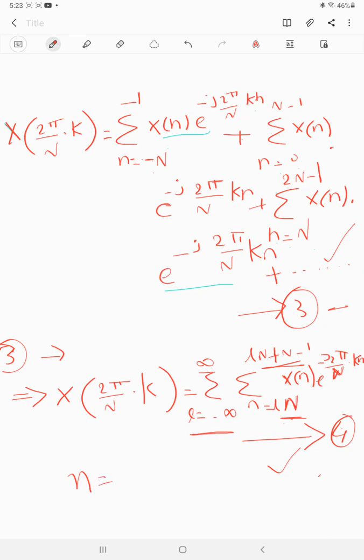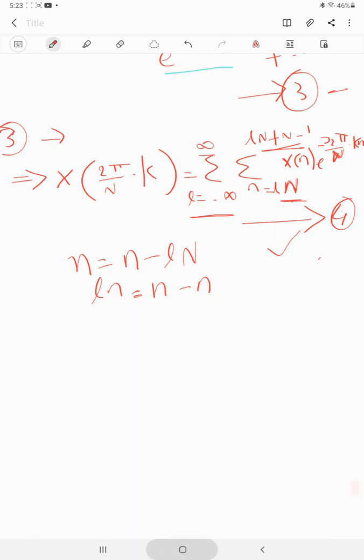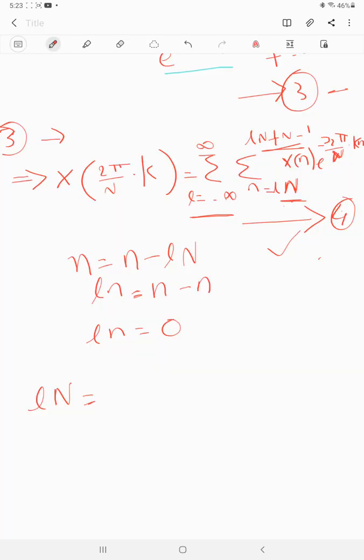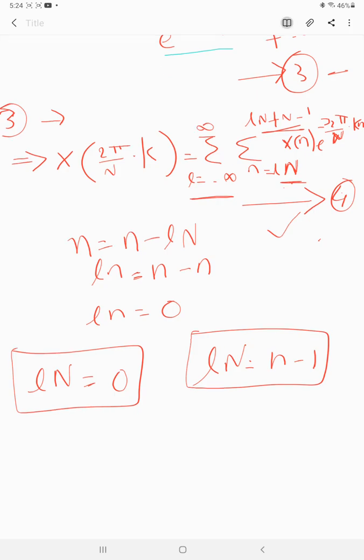By putting n equal to n minus LN, whereas LN is equal to N minus N, what we will get is LN equal to 0, and by putting LN equal to 0 and LN equal to N minus 1 in the above equation, then what we will get.